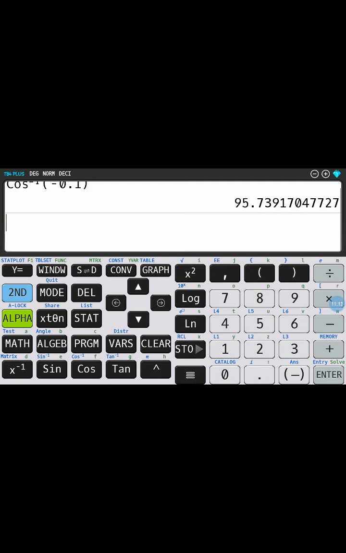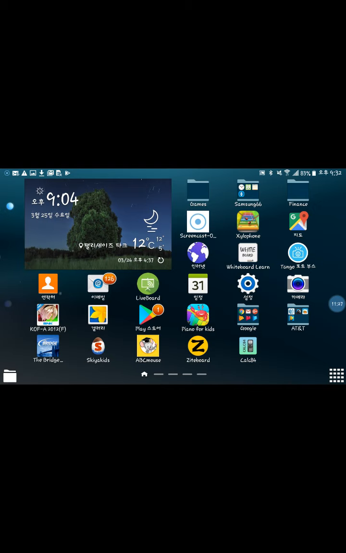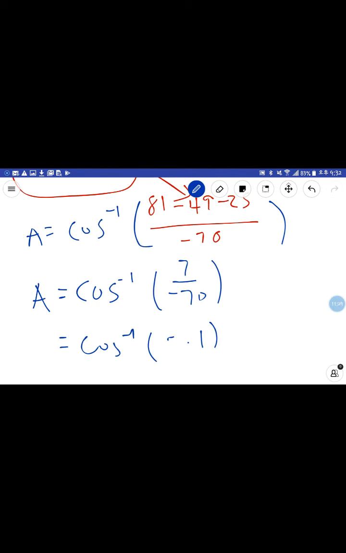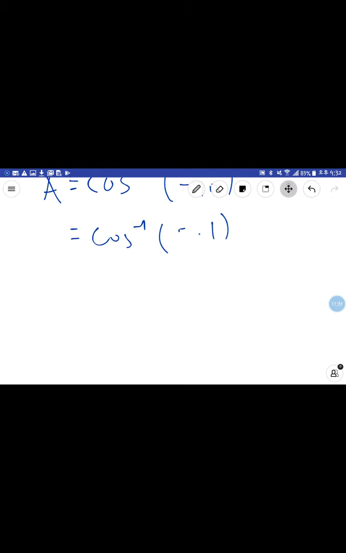Alright, so I got 95.7391. So, as we did so far, we're going to round up to the nearest tenth. So, what is your answer then? 95.7. Let's go back. 95.7 degrees. Okay, that's my angle A. It is actually rounded off, so it is an approximate value.